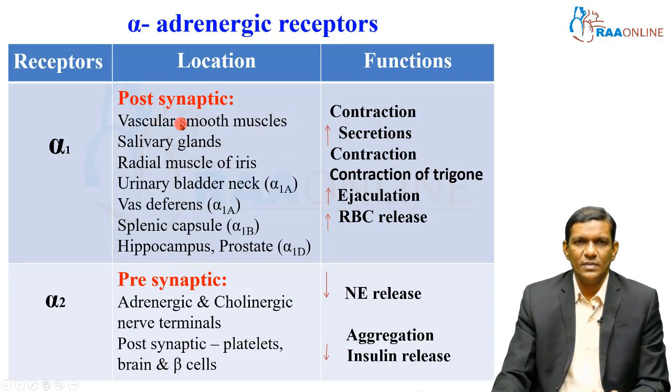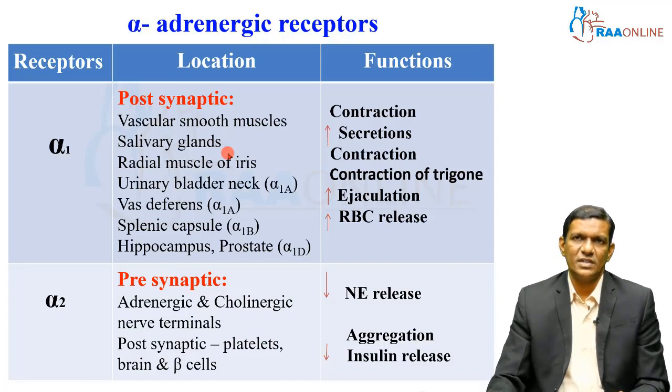Similarly, in the salivary glands they increase secretion. Regarding the iris, we talked in the cholinergic chapter about the muscarinic M3 receptors present in the circular muscle of the iris, whereas the sympathetic alpha 1 receptors are present in the radial muscle of the iris, where they increase contraction and lead to dilatation of the pupil. That is one main difference.